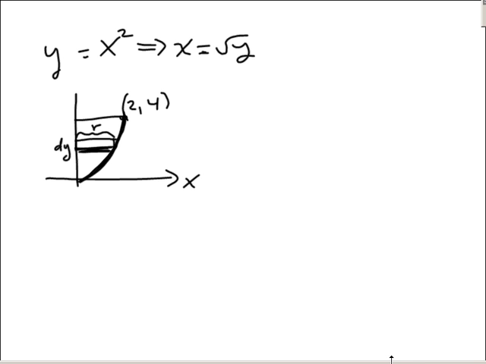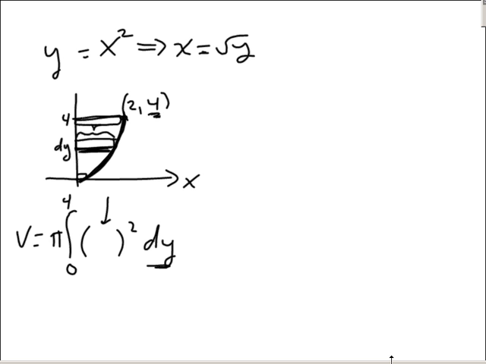So we do the same game. We integrate this time over y. Y goes from 0 to 4. The lowest rectangle has y equals 0, and the highest rectangle has y equals 4. And the volume is going to be pi times r squared dy. And if it's dy, what goes in there should only be y's.